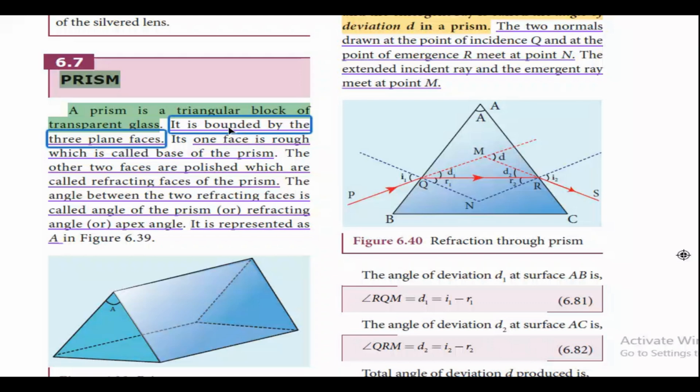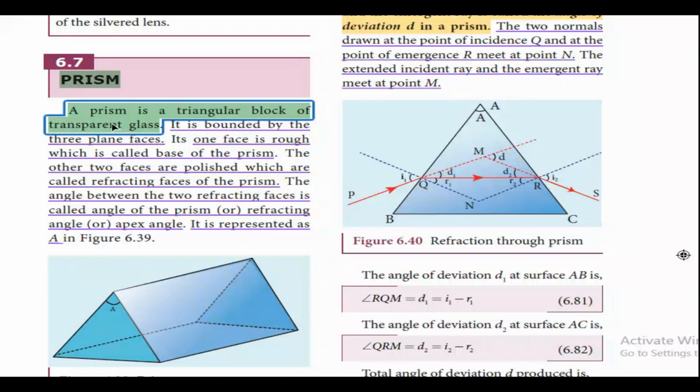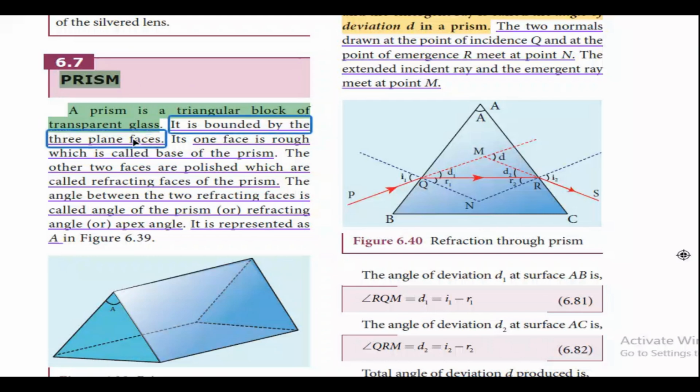Dear students, in this video we are going to study about prisms. Let us see what is a prism. A prism is a triangular block of transparent glass. It is bounded by three plane faces. The first face is rough, which is called the base of the prism. The other two faces are polished, which are called refracting faces of the prism.